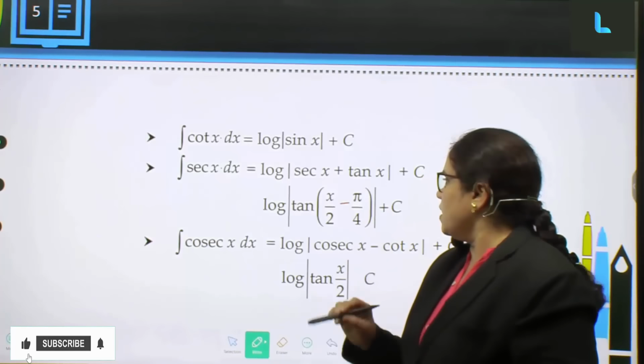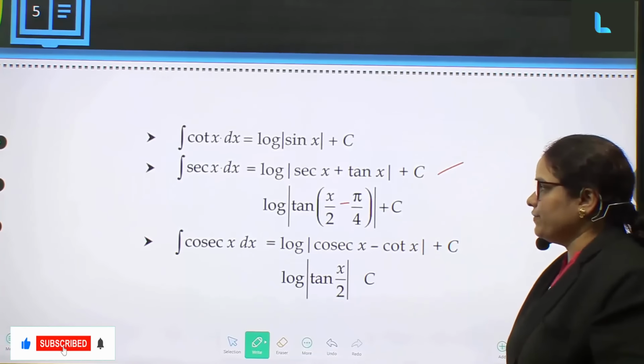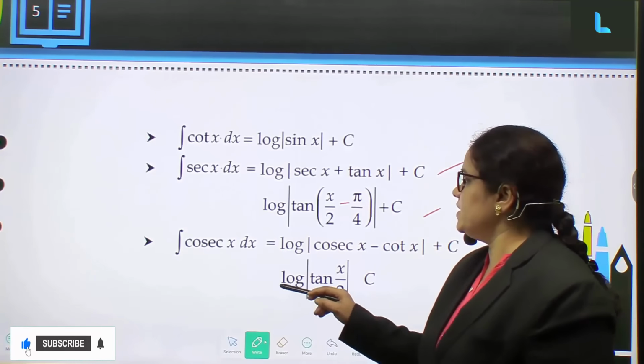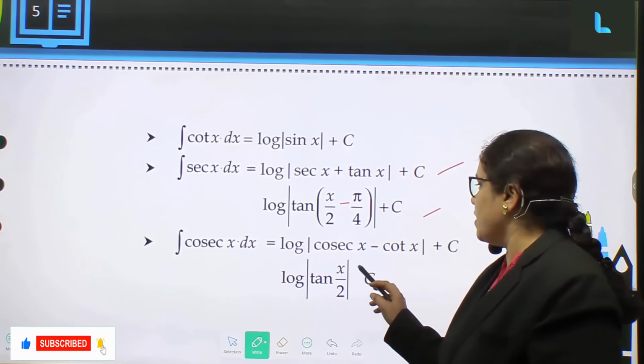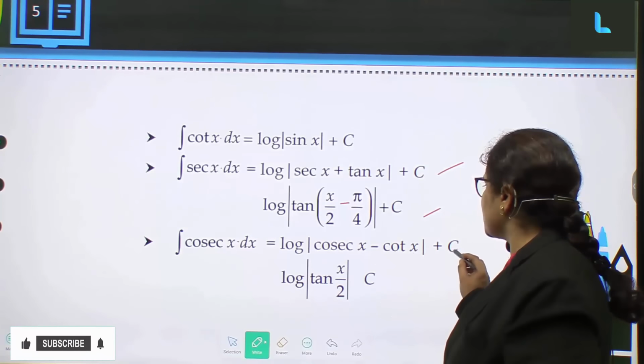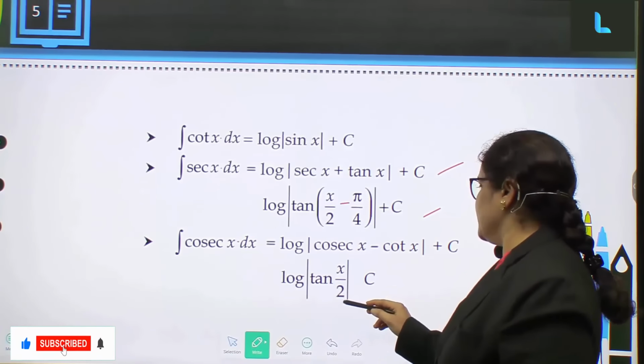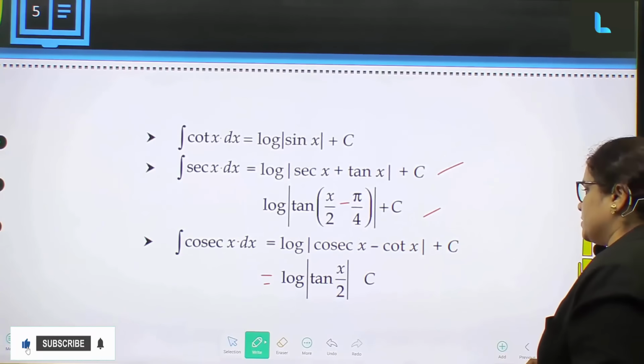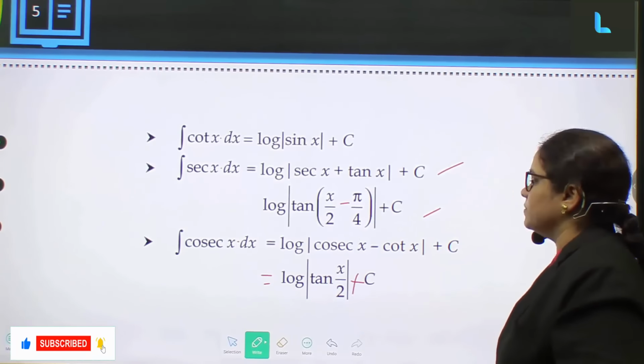And the next one, log mod tan of (x by 2 plus pi by 4) plus c. Next one, integral cosec x dx equals log mod cosec x minus cot x plus c. And another one is log mod tan x by 2 plus c.